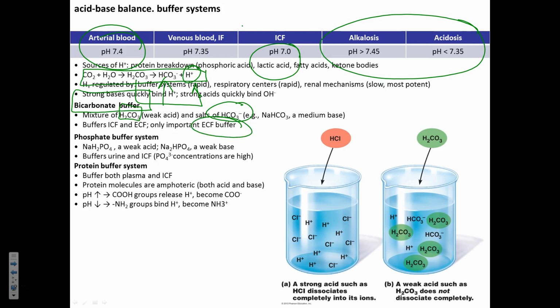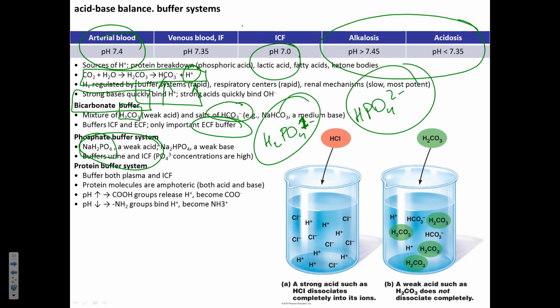So this buffer works in extracellular fluid, blood and interstitial fluid. That's the most important buffer in ECF. Actually, the only significant buffer. Okay? Phosphate. Urine and intracellular fluid. It's phosphate. So in this case, phosphoric acid is fairly weak. Actually, it's not so much phosphoric acid, it's ions. So this is dihydrogen phosphate, and this is hydrogen phosphate.